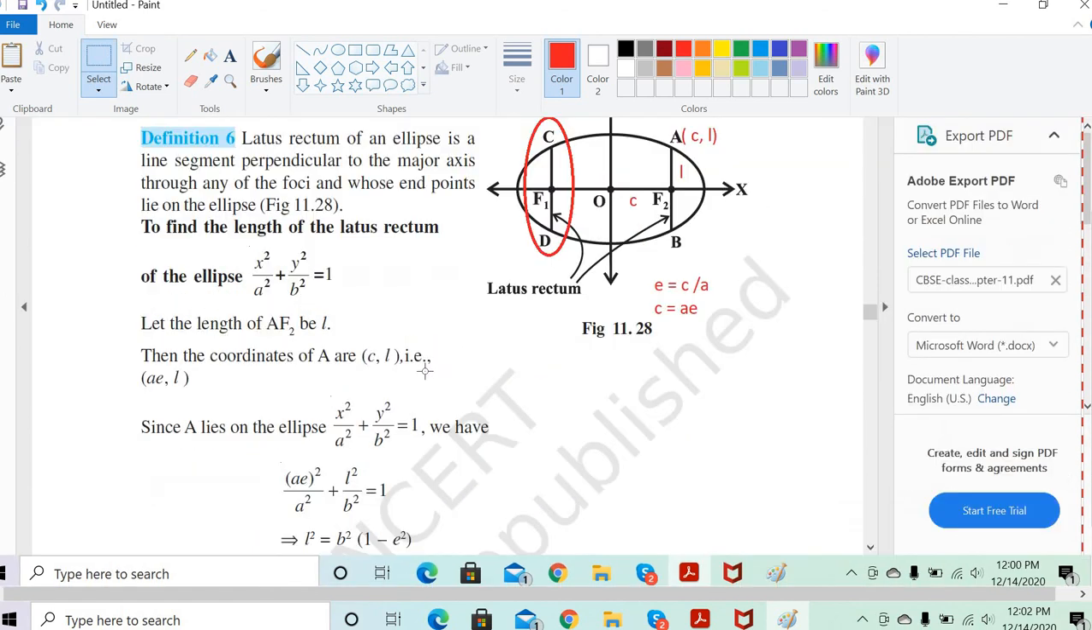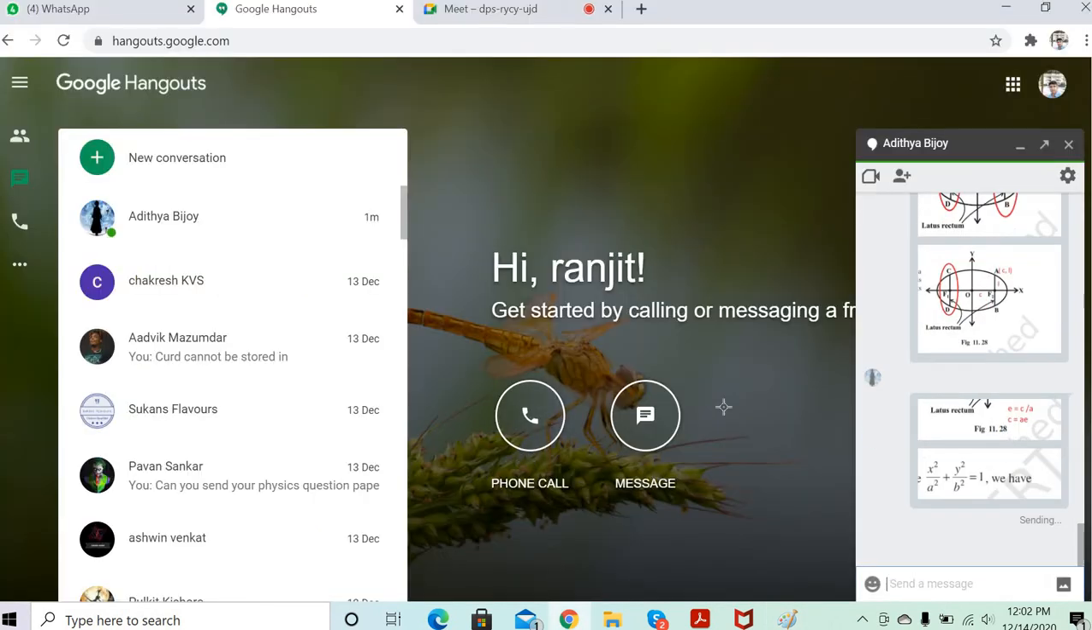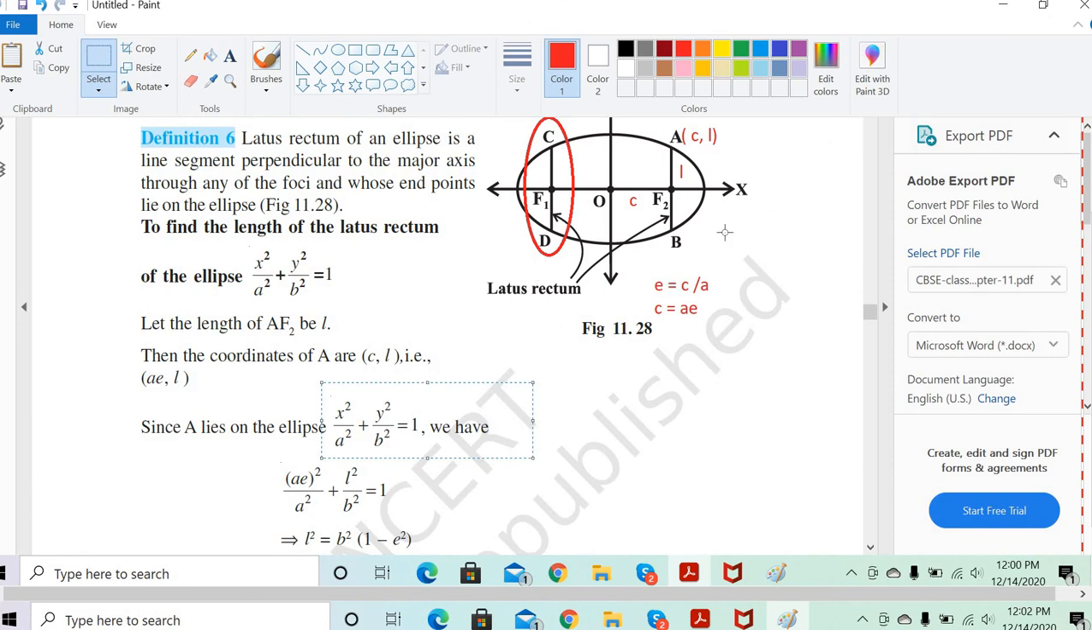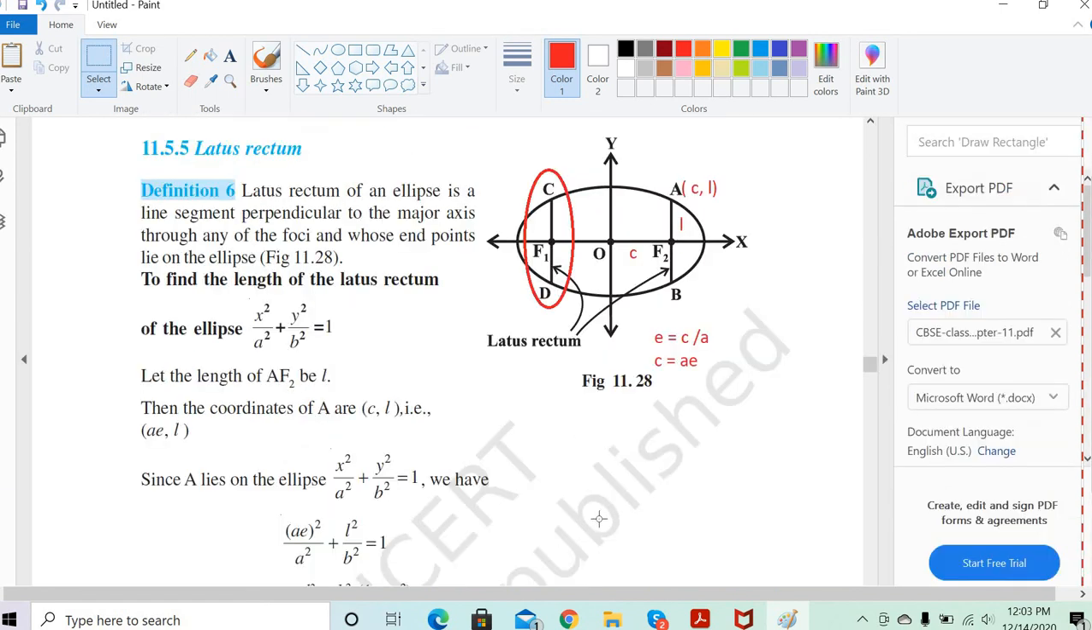Yes, sir. Understood. Now, you know the equation of the ellipse. Just substitute the value of point A. It should satisfy the equation, as any point on the ellipse does. So just substitute x, y as these parameters. X is basically AE and y is L. Then we'll get the value of AF2. Once we get the value of AF2, twice of AF2 will be the latus rectum. Understood this part? Try it out now.